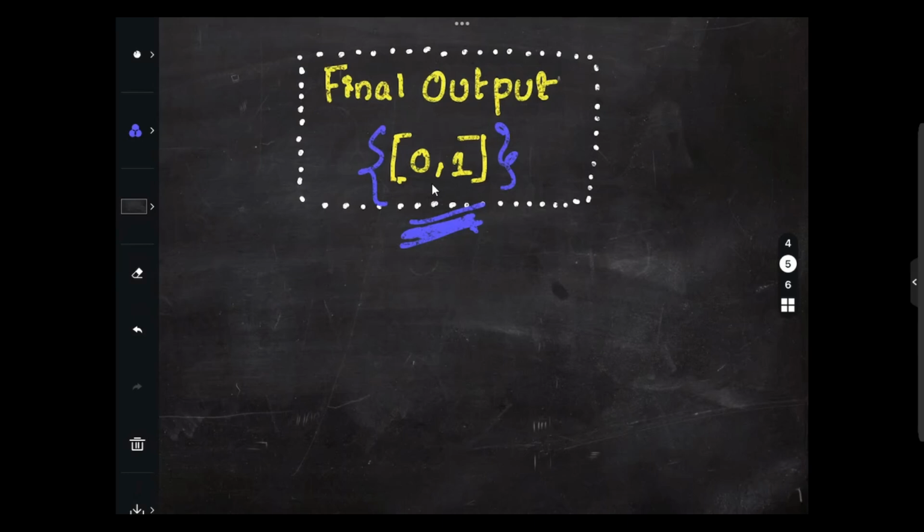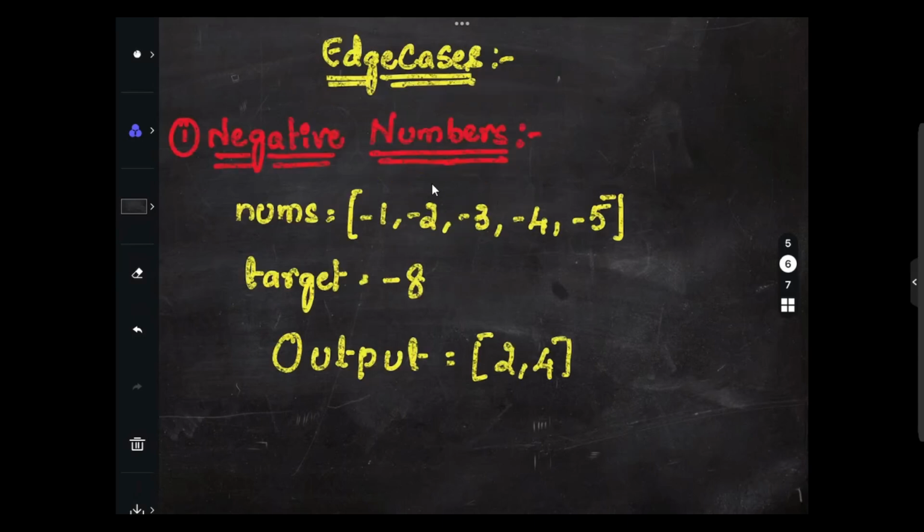So now let's quickly discuss the edge cases. The first edge case here is negative numbers. Negative numbers means all the numbers are negative, as we have considered right here: -1, -2, -3, -5, and the target is -8.